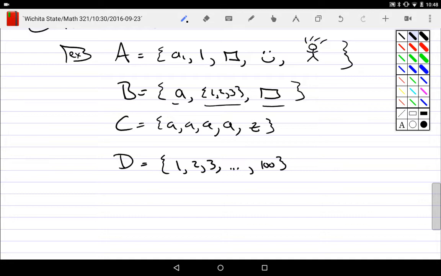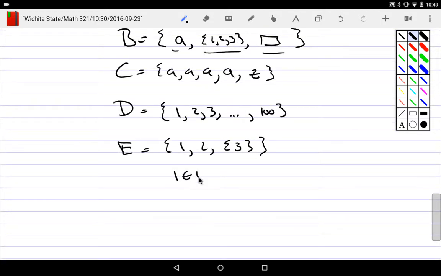We have to sometimes think really hard, and the book does that to you. It has all this stuff and kind of plays around. For example, is the number 3 one of the elements of E? Is the number 1 an element of E? Yes. 1 is indeed an element of E because it's one of the elements. Is 2 an element of E? Yes. Is 3 an element of E? No.